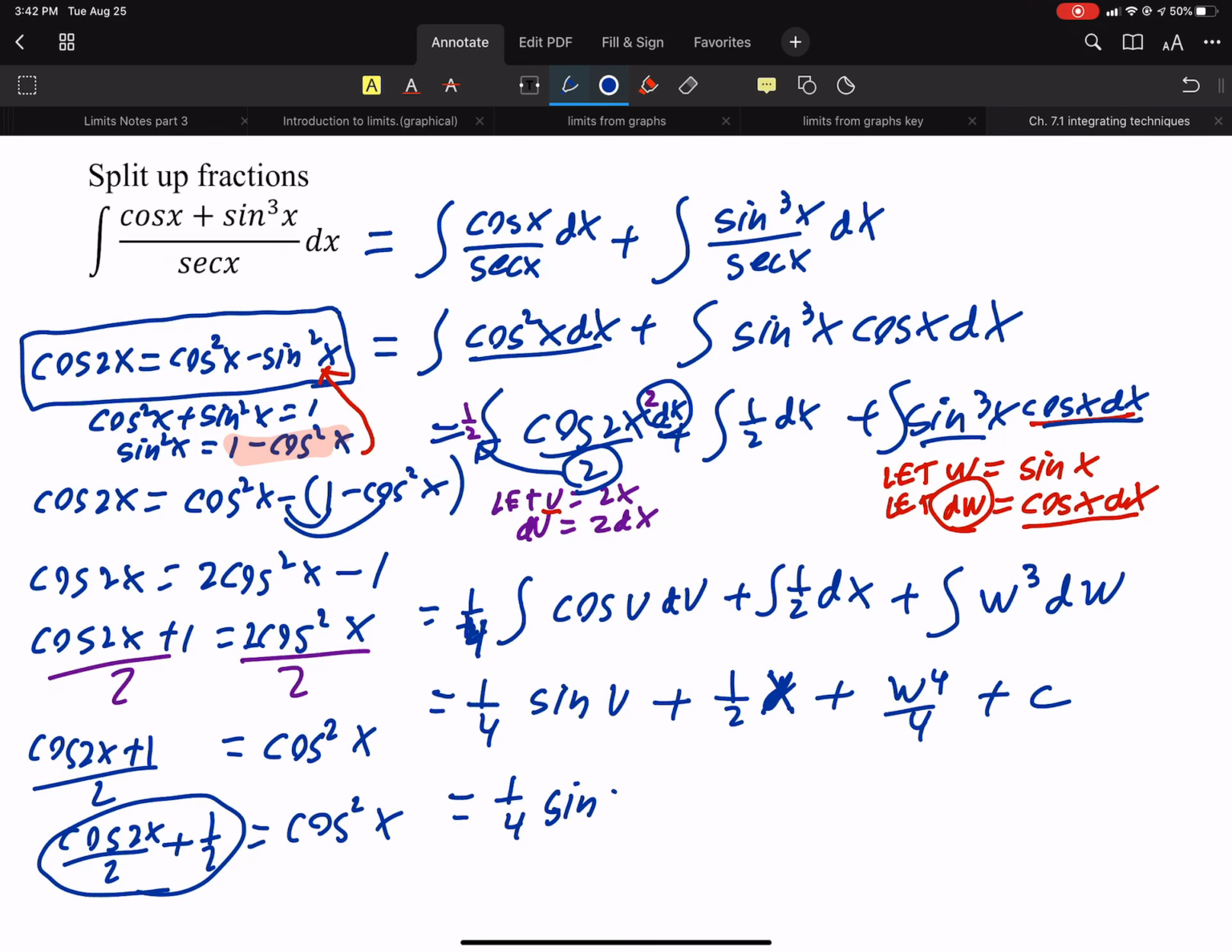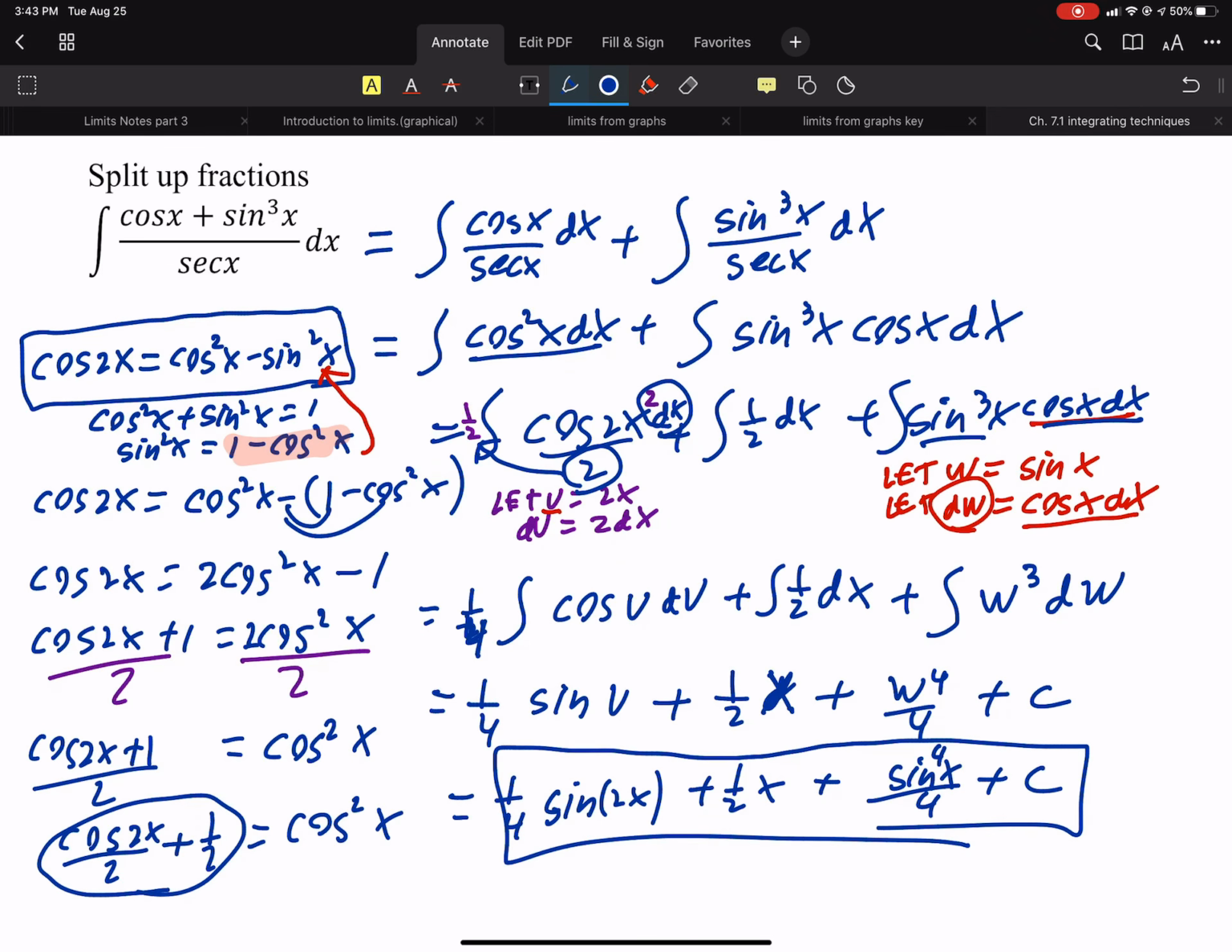Replace everything with what it's supposed to be. u is 2x, and w is sine x. Bam. I know that seems ugly, but if you just break it down to little pieces, it's nothing that's complicated. It's just like, who would ever think of doing that? That's a crazy answer. Only crazy people would do something like that.